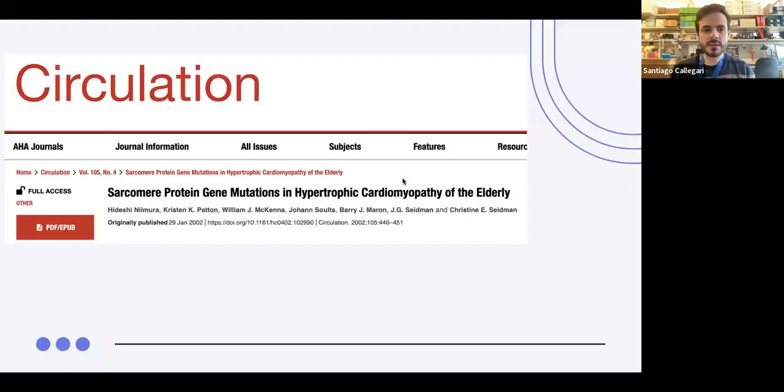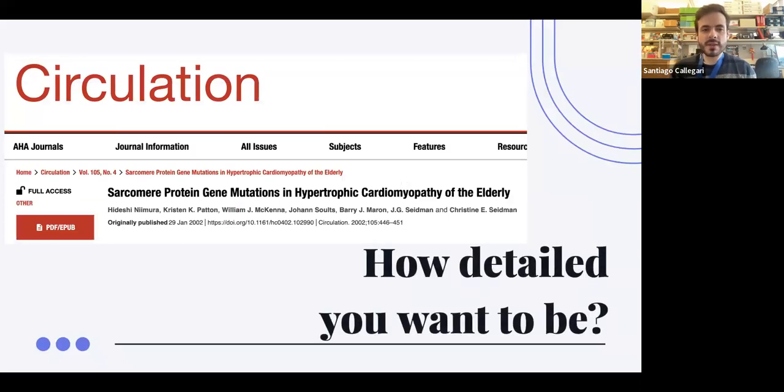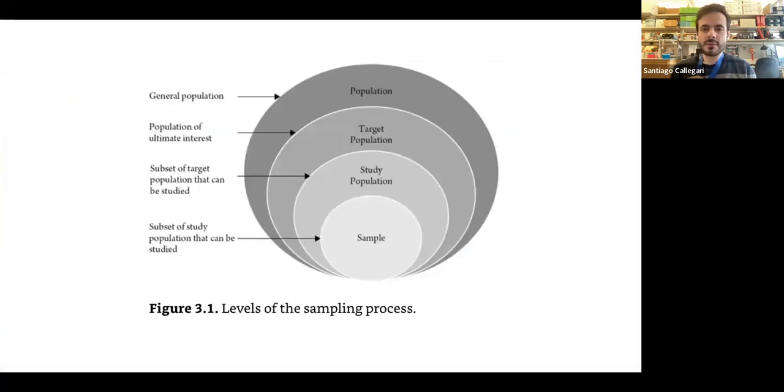And this is, for example, how specific you want to be. So for example, in this trial, they assessed the sarcomere protein gene mutations in hypertrophic cardiomyopathy of the elderly. So as you can see, you can be really focused and create populations that are very detailed and very strict. Of course, this limits some of the external validity. And this leads to the sampling.